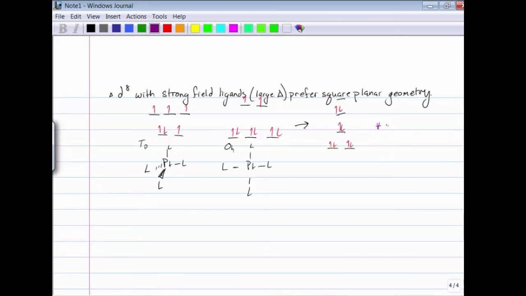So keep in mind that if you look at these two geometries, the tetrahedron has a bond angle of 109.5 degrees, whereas the angle between the ligands here is 90. So the tetrahedron is actually preferred based on sterics. You obviously have no Jahn-Teller distortion, so based on Jahn-Teller, you would not expect distortion.